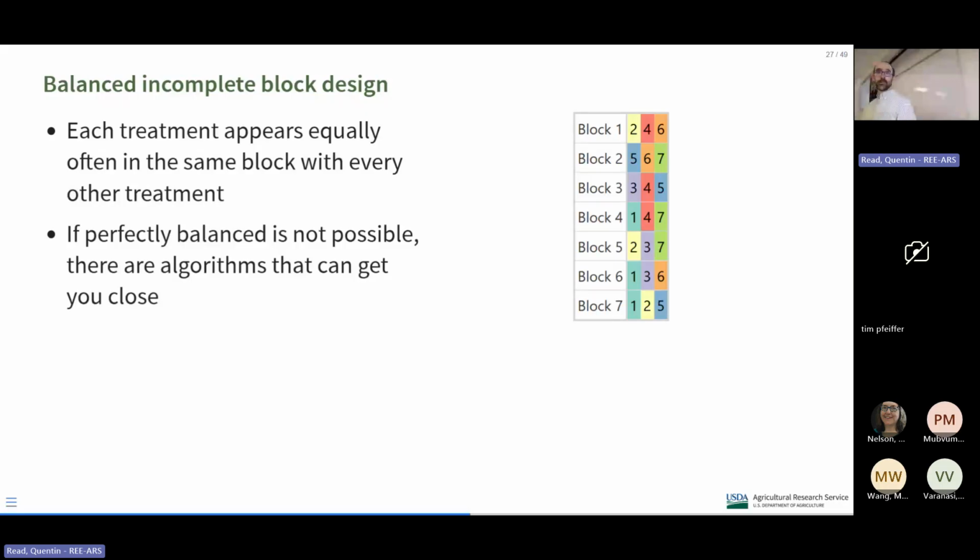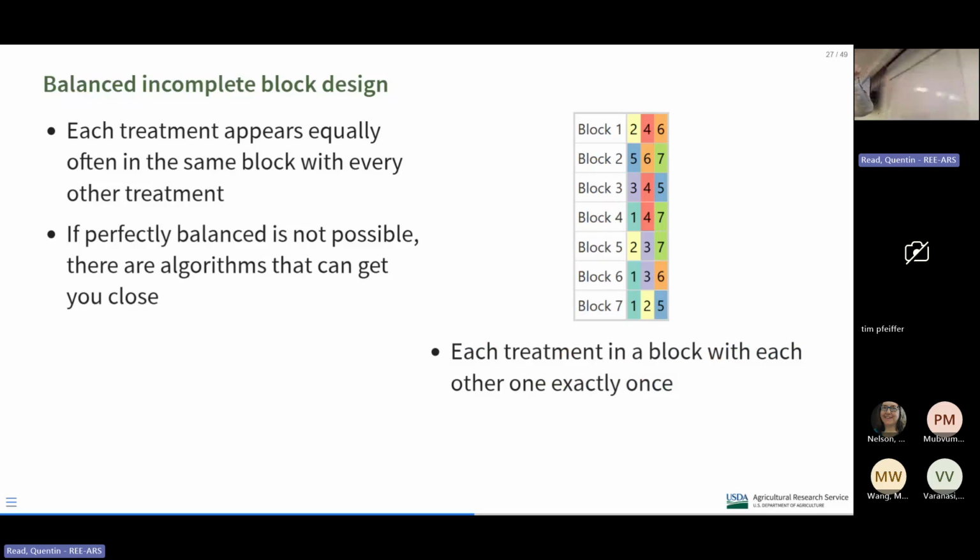So this is an example where we have 7 treatments and 7 blocks with 3 replications of each treatment. And you can see that the way it's set up, each treatment appears in a block with any other treatment exactly once. Like if treatment 1 is in block 4, it's with 4 and 7. In block 6, it's with 3 and 6. And in block 7, it's with 2 and 5. So it appears exactly once with all the other treatments. And if you look, that's the case for all the other ones too.